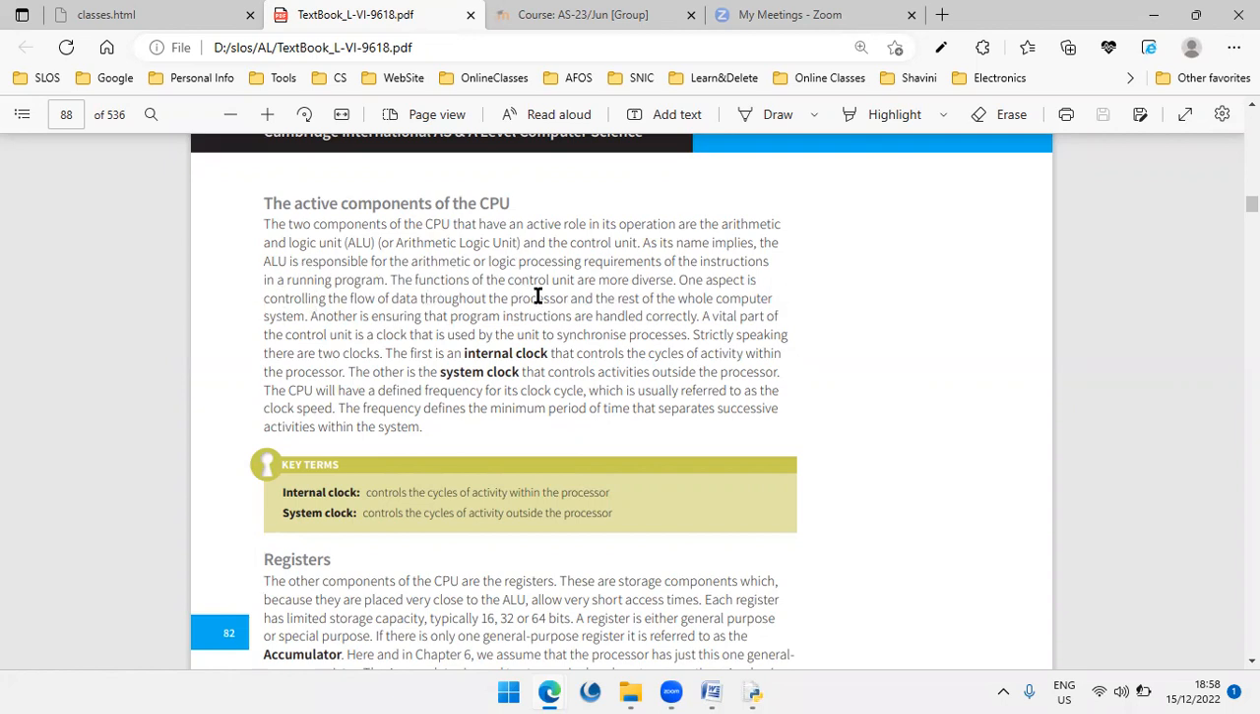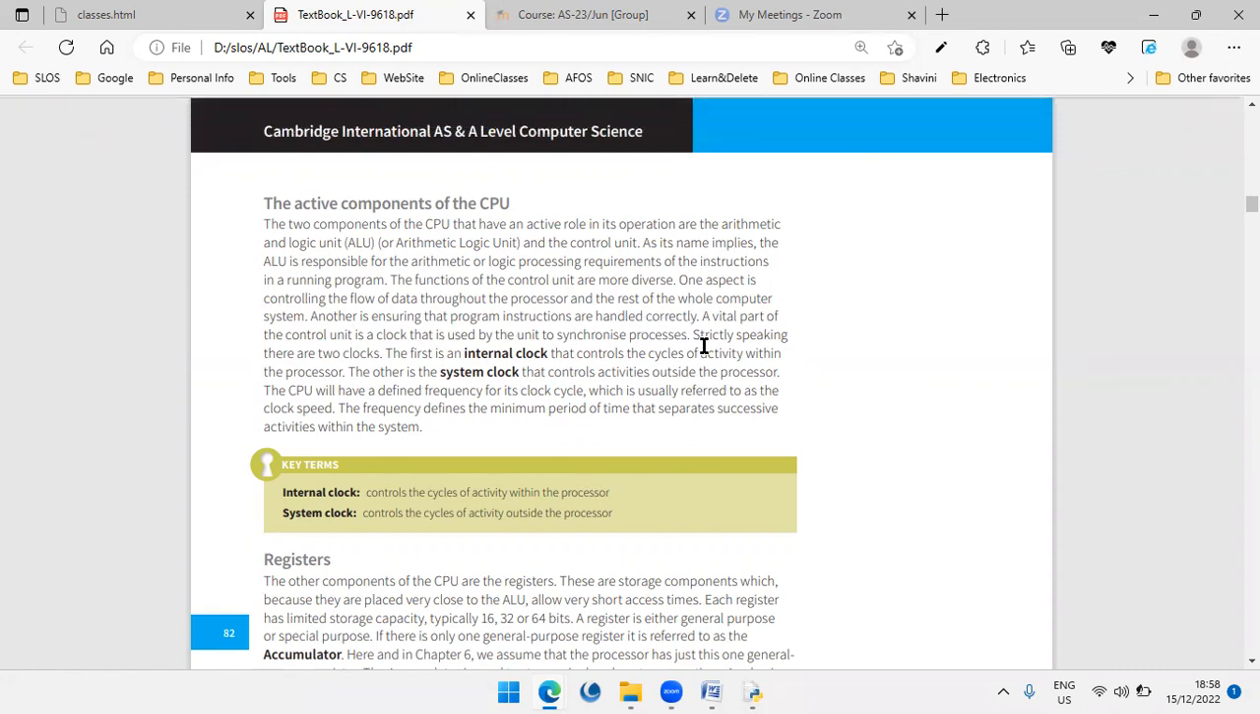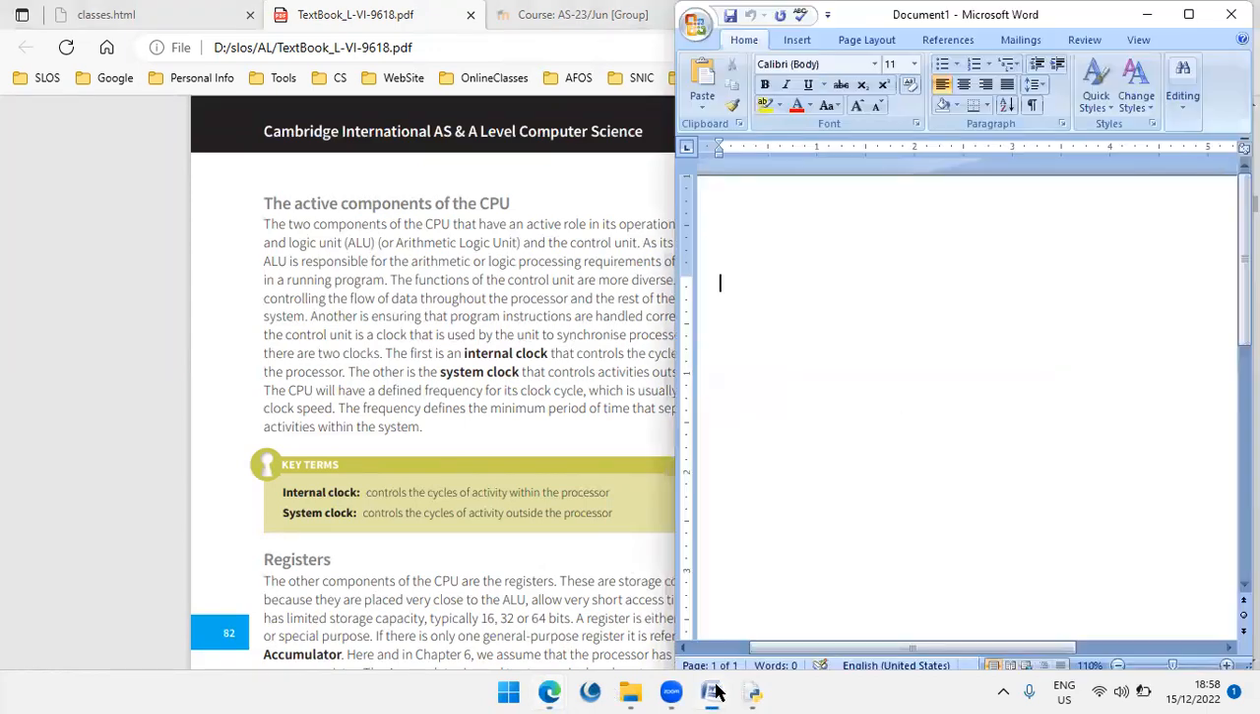Doesn't it show that there is a whole lot to do? Control the flow of data throughout the processor and the rest of the whole computer. Another is ensuring that program instructions are handled correctly. So, what a responsible job. A vital part of the control unit is a clock that is used by the unit to synchronize processors. What is that? What is synchronizing processor? Now let's see.